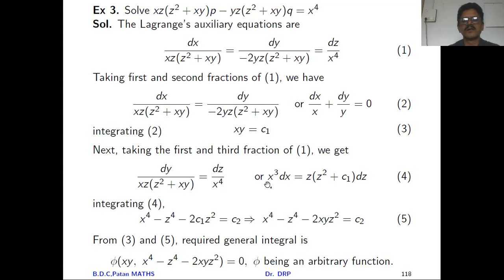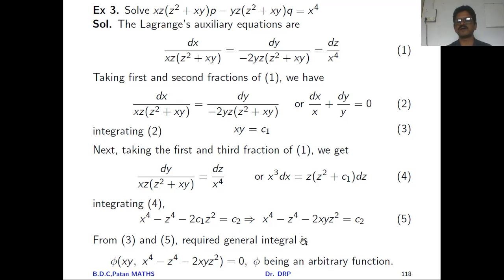So integral of x cube gives x raised to 4 upon 4 minus z raised to 4 upon 4. Then you will get integral of z c1, c1 is constant. Integral of z dz gives z square upon 2. And if we multiply throughout by 4, you will get minus 2c1 equal to 4c2, and you take it as c2 only. That is the constant of integration. And resubstitute here the value of c1. C1 is xy.